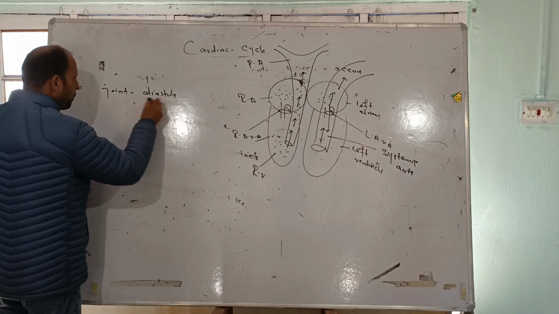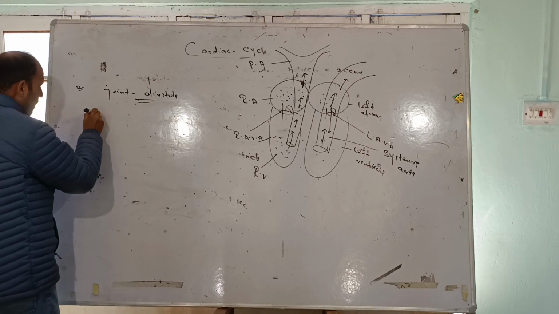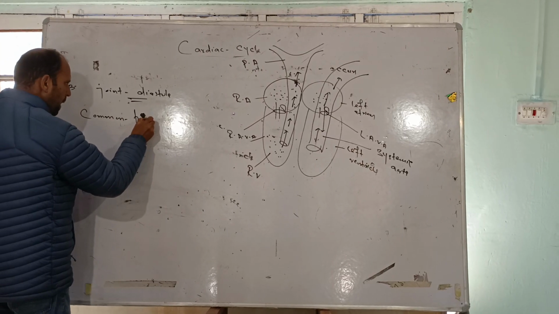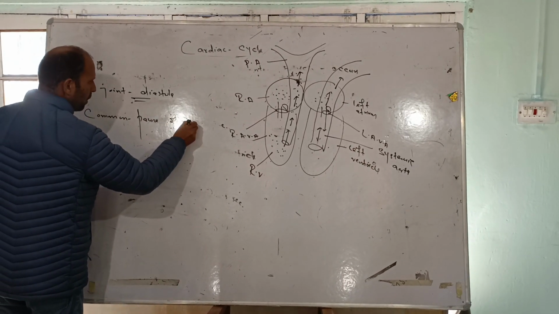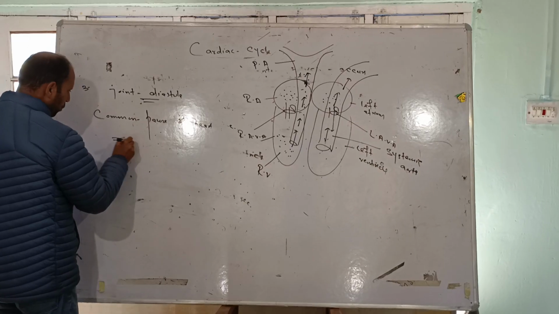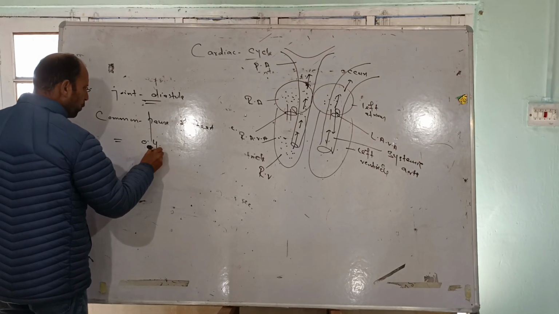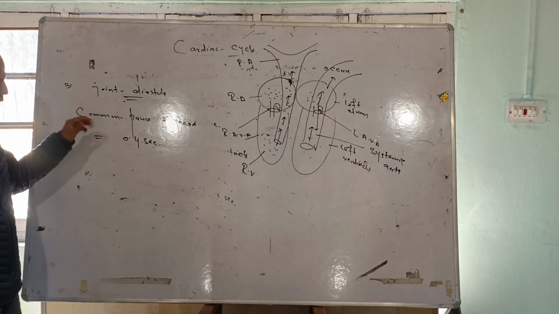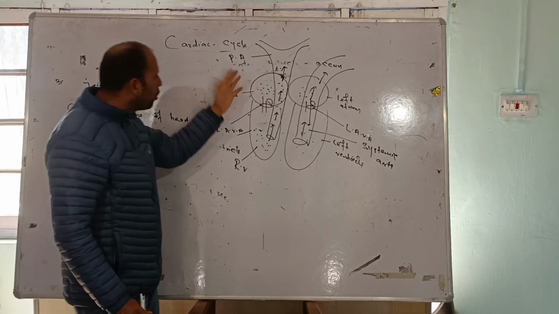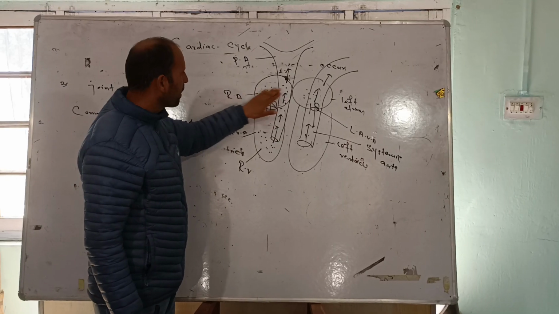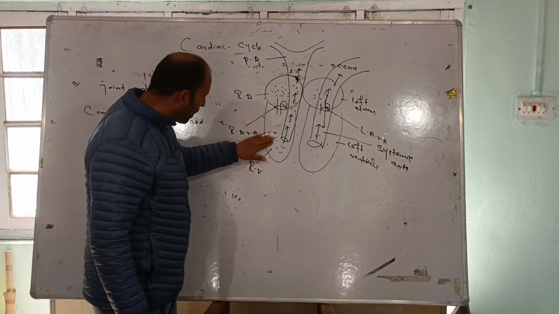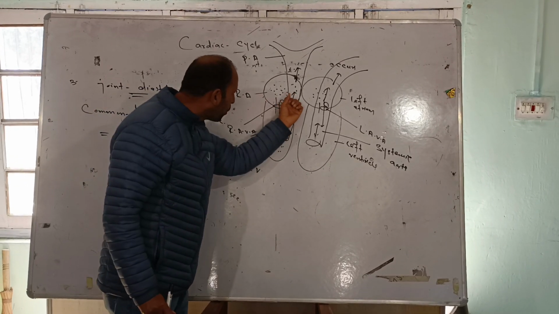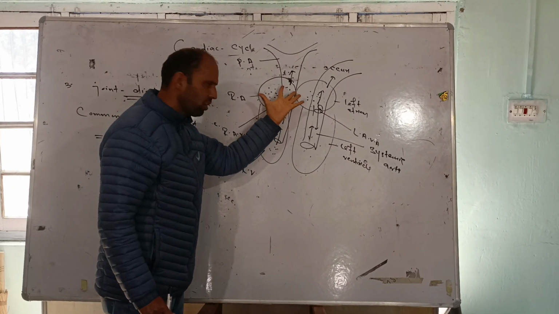Joint diastole of the heart is also commonly called the common pause of the heart. What is it? This joint diastole occurs for 0.4 seconds. What happens in it? In this joint diastole, the right atrium, left atrium, right ventricle, and left ventricle, all the four chambers show relaxation.